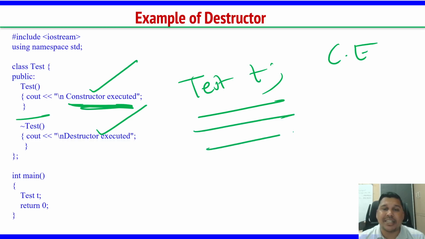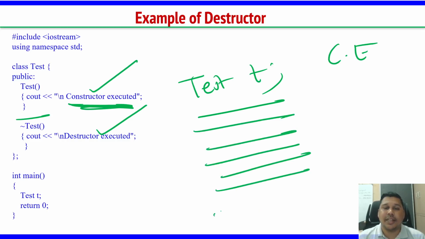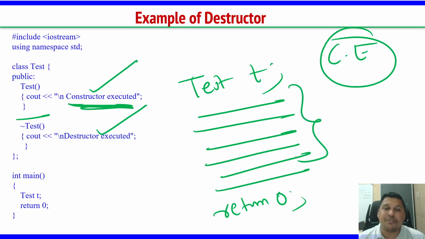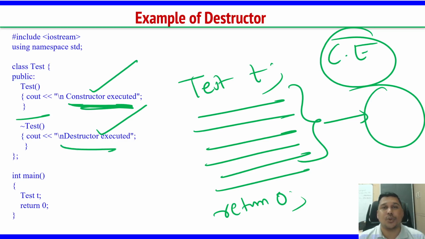Then let there be so many statements, then you have written return 0. In this case, constructor executed will come. All these statements will execute and some output will come here. Then the message destructor executed will come. So always the destructor is the last function to be executed in the program.